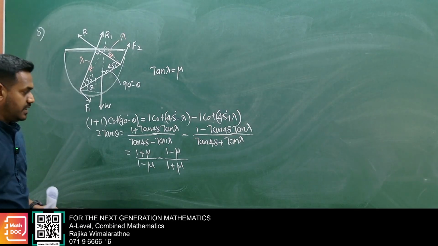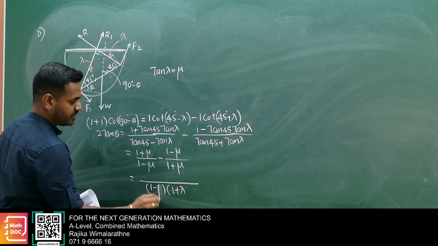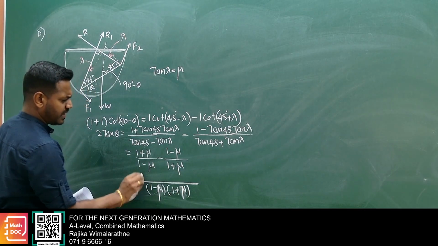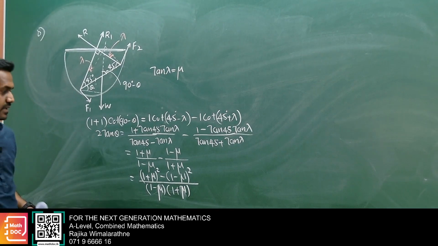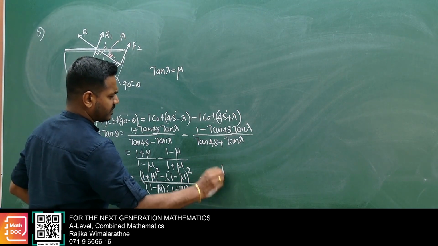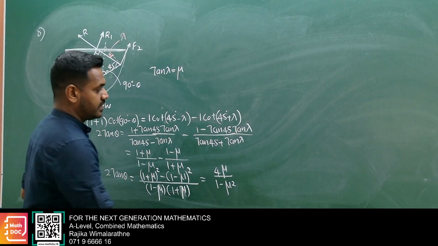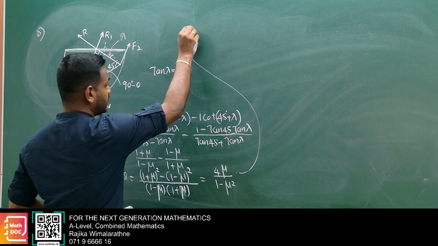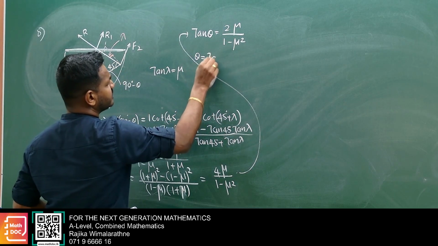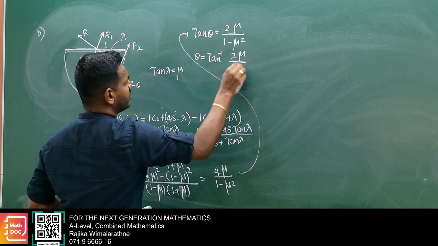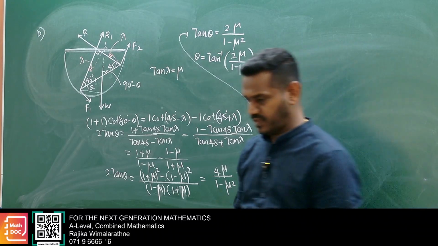Okay, this is it. Now you better simplify this with a common denominator, 1 minus mu, 1 plus mu. Cross multiply: 1 plus mu squared minus 1 minus mu squared. Now you can simplify that. Then here 4 mu over 1 minus mu squared. That is 2 tan theta. Okay. Then you can find tan theta equals 2 mu over 1 minus mu squared, then theta equals tan inverse of 2 mu over 1 minus mu squared. That is the angle. Question number 8 complete.